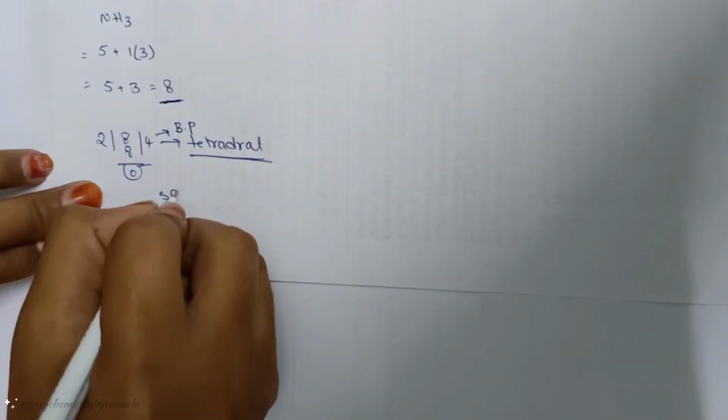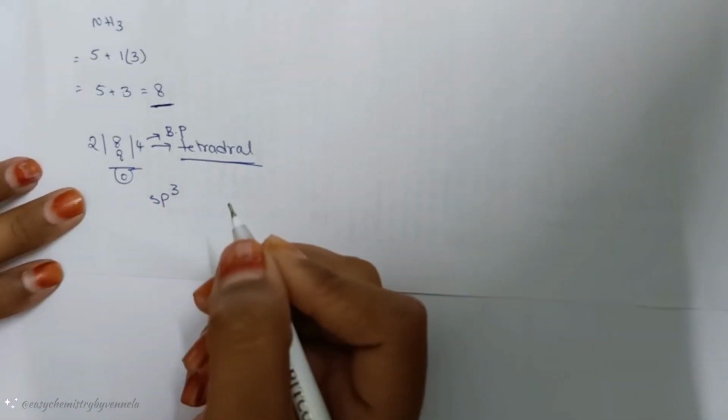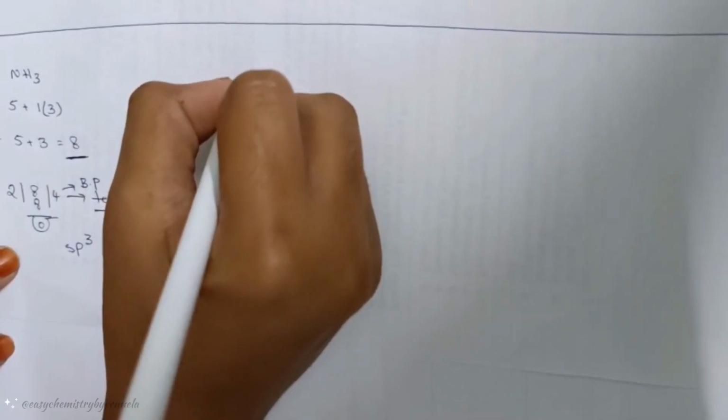Is there any lone pair? No, only bond pair is there. So tetrahedral shape. Hybridization is sp3. Okay, hope you understand. Next example is the final example.